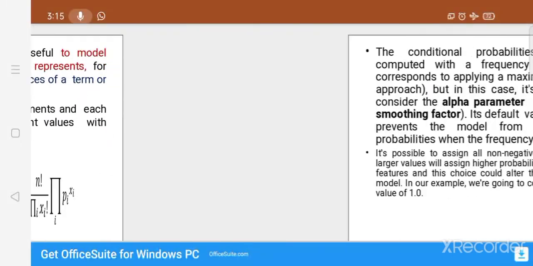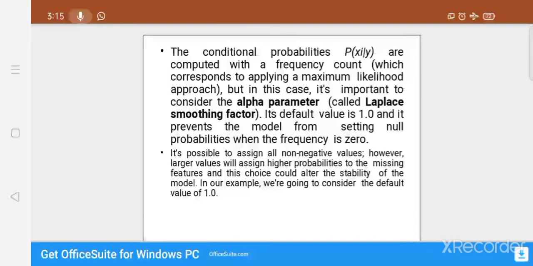Okay, so this is the formula that we have to use to compute the frequency count, which corresponds to applying the maximum likelihood approach. But in this case, it's important to consider the alpha parameter, which we also call the Laplace smoothing factor. Here we can use the conditional probability, which is computed with the frequency count, corresponding to applying maximum likelihood.